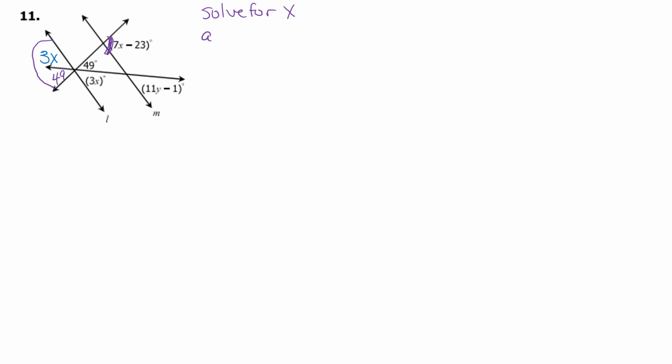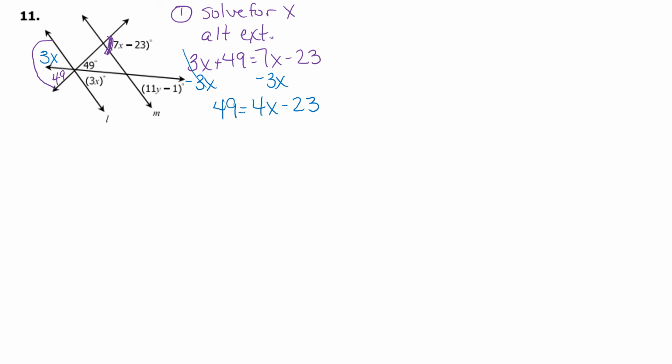And we know we can do this because they're alternate exterior. So we're going to have 3x plus 49 equals 7x minus 23. We want to get our variables to the same side, so we're going to do minus 3x on both sides. That will leave me with 49 equals 4x minus 23. I want to get my x by itself, isolate that x, so I'm going to add 23 on both sides.